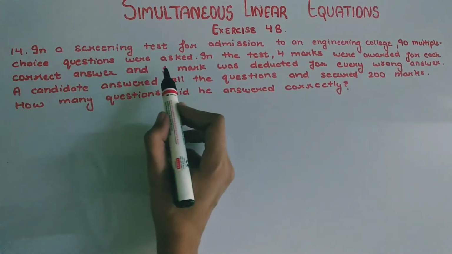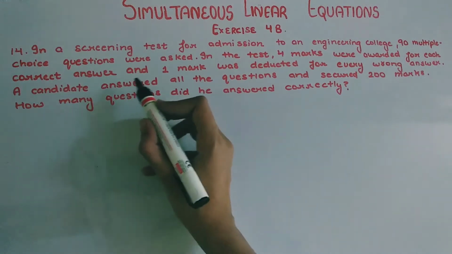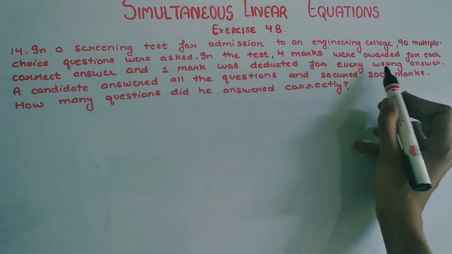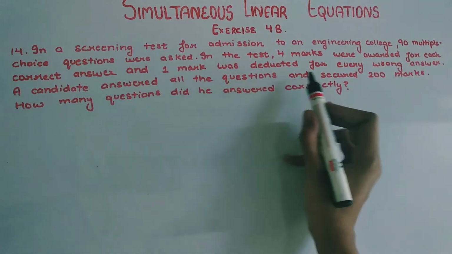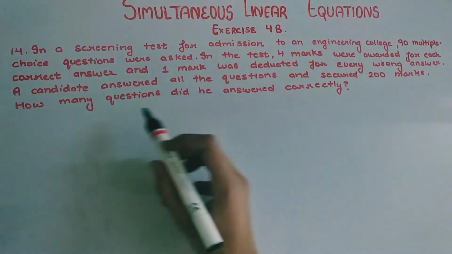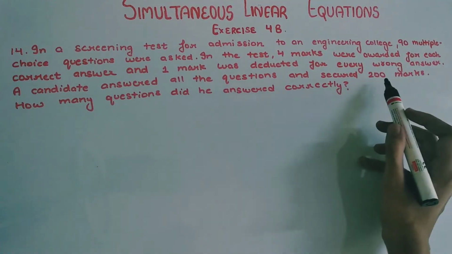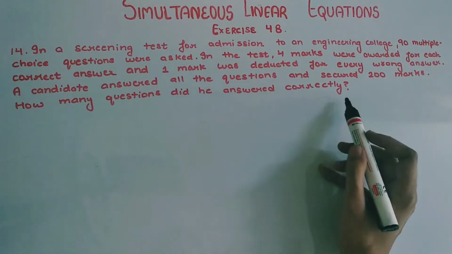In a screening test for admission to an engineering college, 90 multiple choice questions were asked. In the test, 4 marks were awarded for each correct answer and 1 mark was deducted for every wrong answer. A candidate answered all the questions and secured 200 marks. How many questions did he answer correctly?